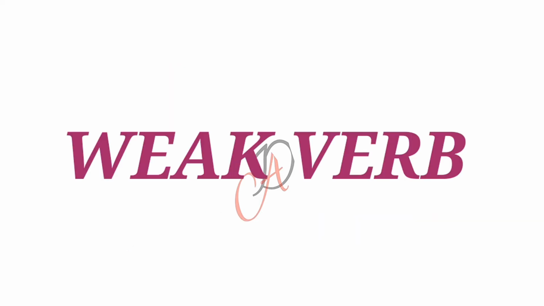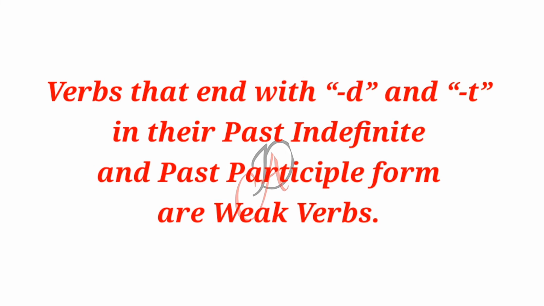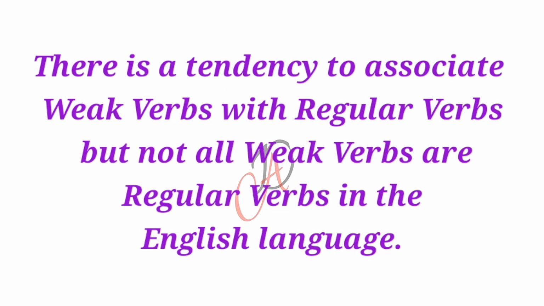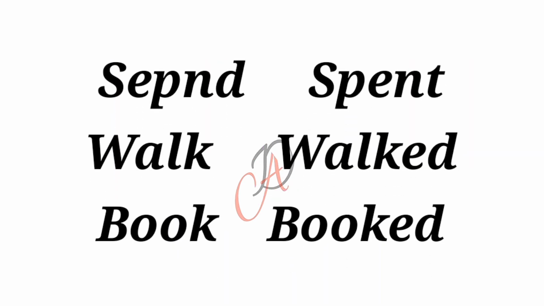The next type of verb is weak verb. The verbs that end with d and t in their past indefinite and past participle form are weak verbs. There is a tendency to associate weak verbs with regular verbs, but not all weak verbs are regular verbs in the English language. For example, spend, spent, walk, walked, book, booked.